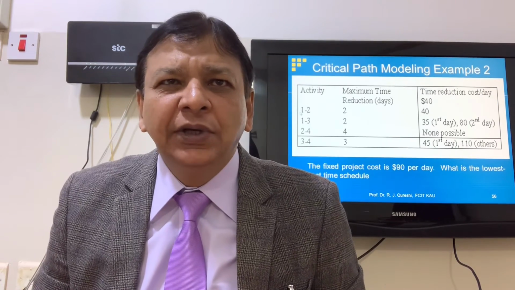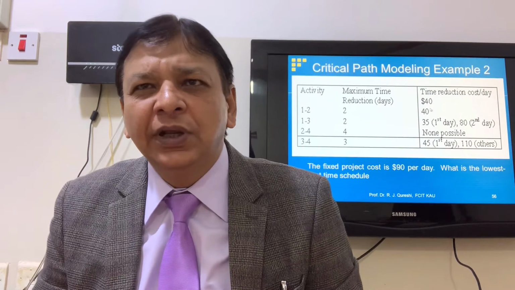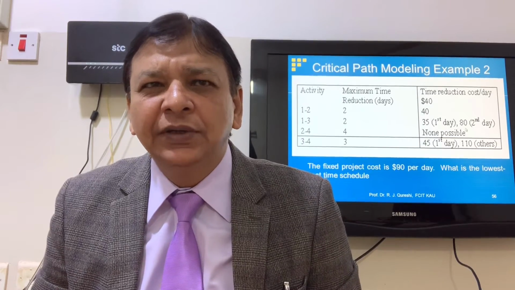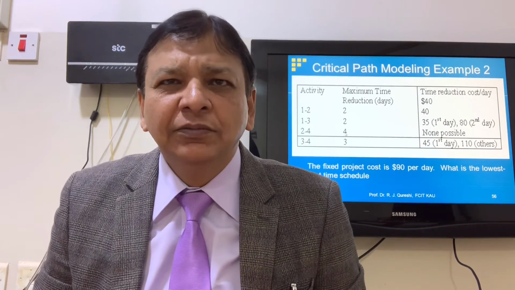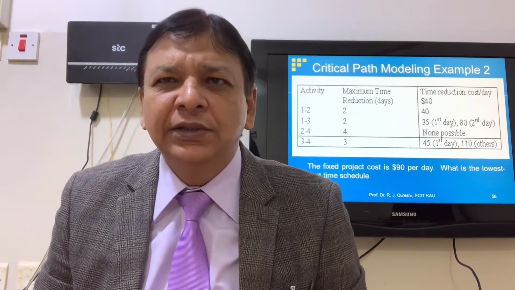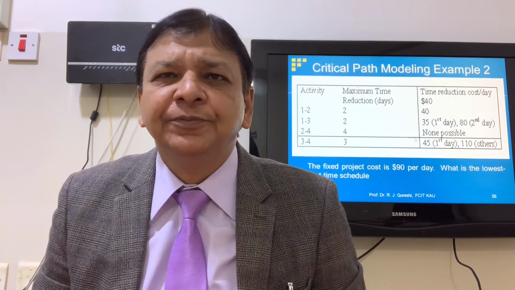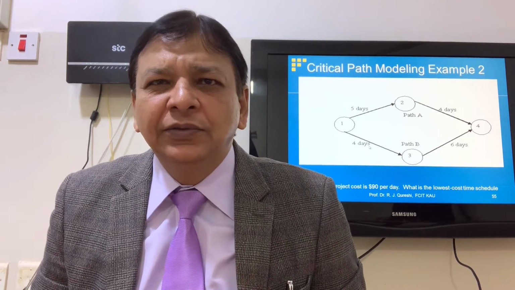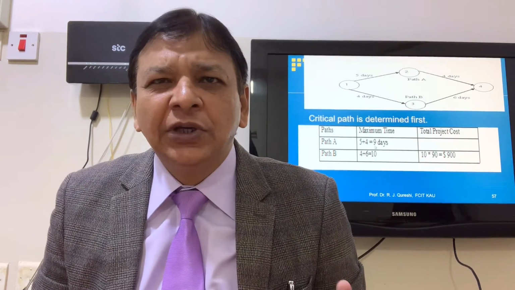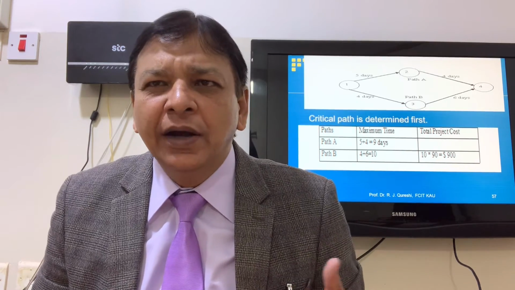Activity 1 to 2, we can reduce 2 days at the cost of $40 for the first day, $40 for the second day. 1 to 3, 2 days, 35 for the first, 80 for the second. 2 to 4, economically not feasible. 3 to 4, we can cut down 3 days, 45 for the first, 110 for the second, 110 for the third. Path B is critical, 6 plus 4, 10, because this is the longest path. Project cost is 10 into 90, which is the fixed cost per day, $900.